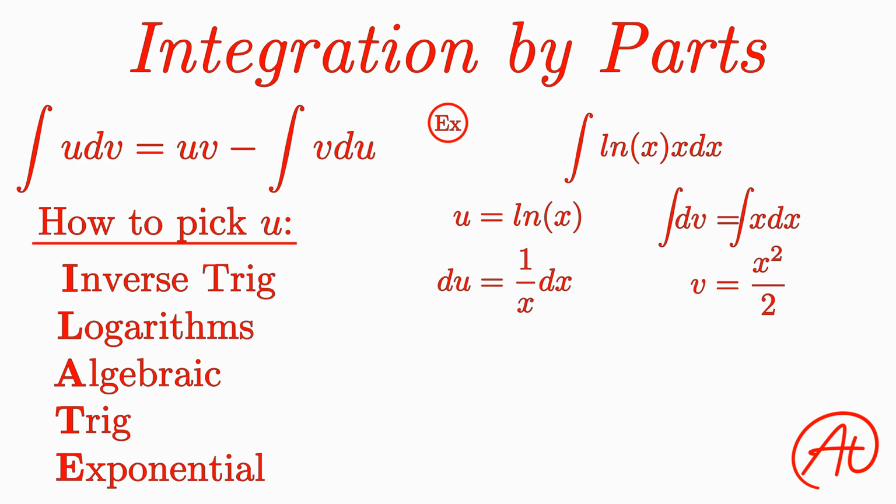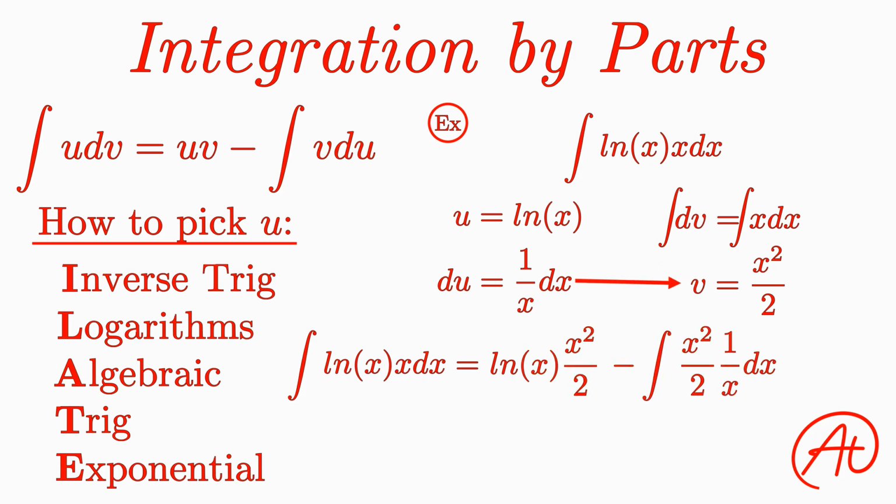Now, we can plug this stuff into our integration by parts formula to get that the unsolvable integral of ln of x times x is equal to ln of x times x squared over 2 minus the integral of x squared over 2 times 1 over x. And within this new integral, we can cancel out one of the x's on top with the x on the bottom to simplify it to just the integral of x over 2.